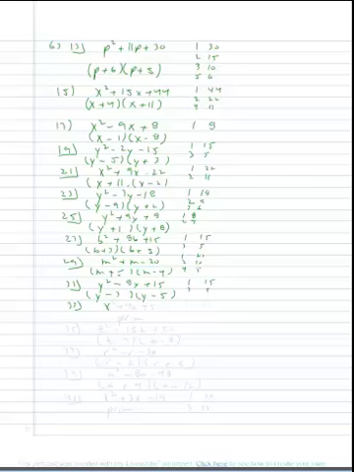x squared plus 4x plus 5. My factors of 5 are 1 and 5. They do not add up to 4, so this is prime.